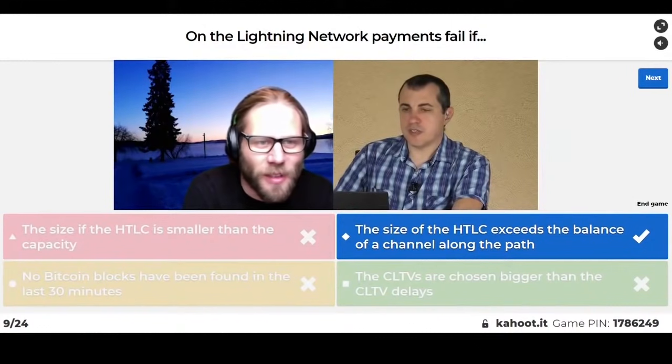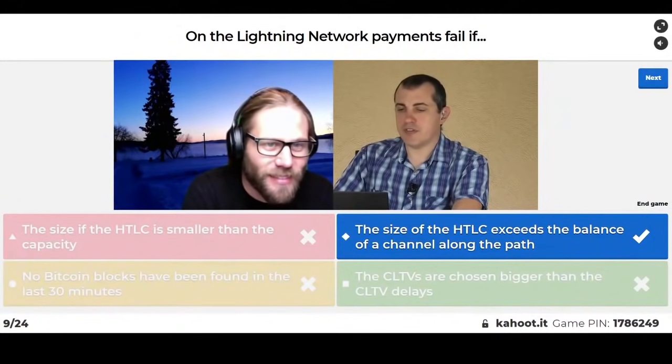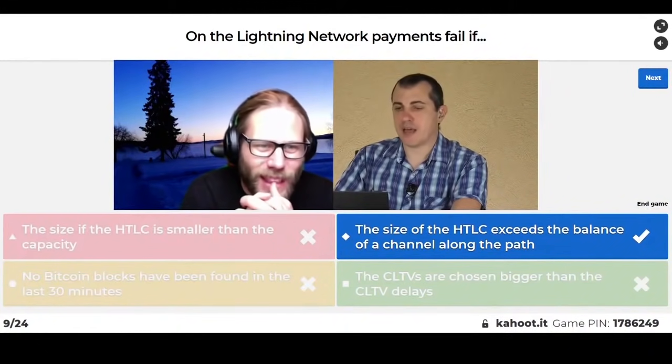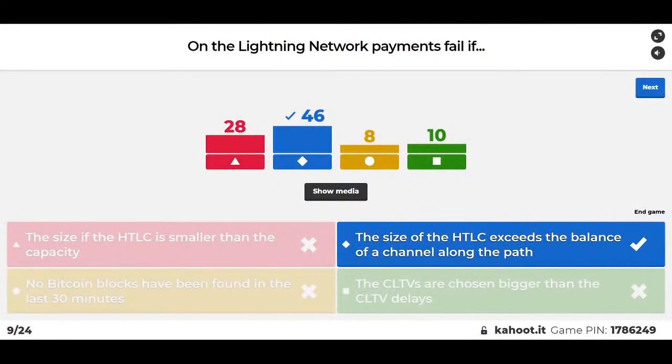All right. How many people got this? Lightning Network, payments fail if the size of the HTLC exceeds the balance of a channel along the path. Is the correct answer, the blue answer. 46, whoa, people got 46. That's correct. Very, very good job.